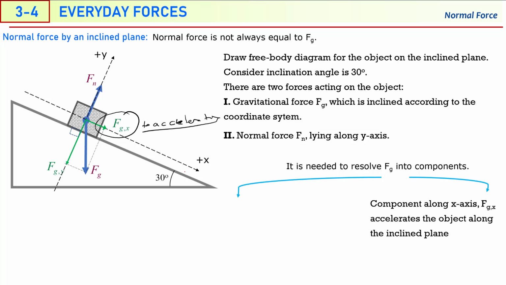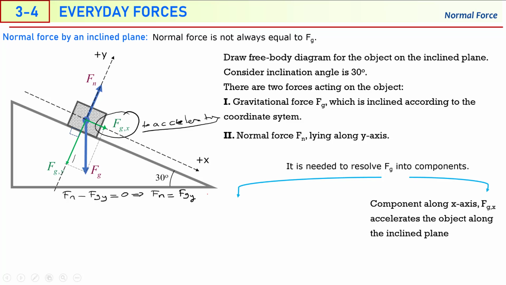But along the y-axis, we see that there are two forces acting on the object. One of them is the normal force Fn in the positive y direction. The other one is Fgy, the y component of the gravitational force, in the negative y direction. Because the object is not accelerating along the y-axis, the sum of these two forces, Fn and Fgy, must be equal to 0. Fn is in the positive y direction, Fgy is in the negative y direction, so when we add them, the result must be equal to 0.